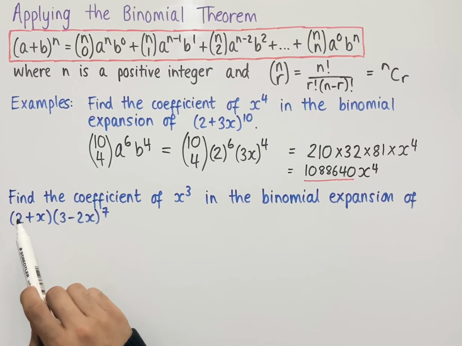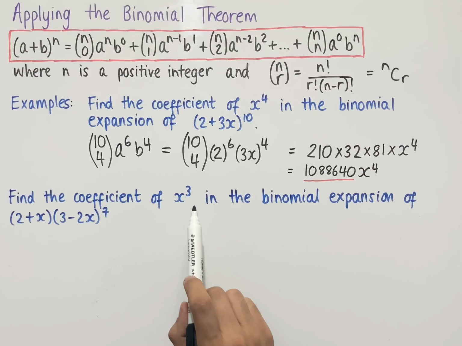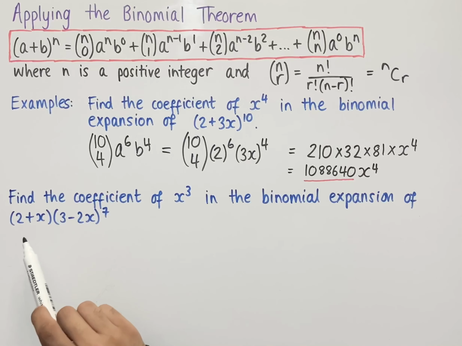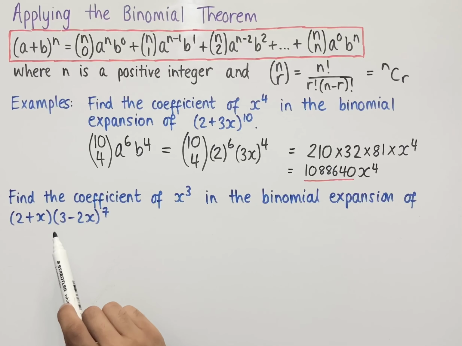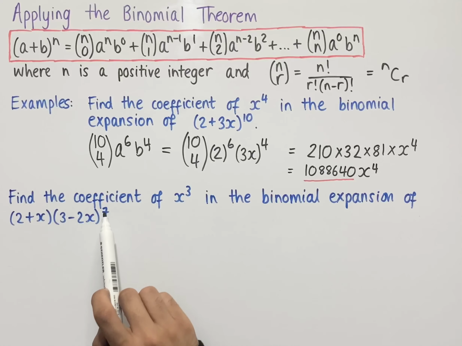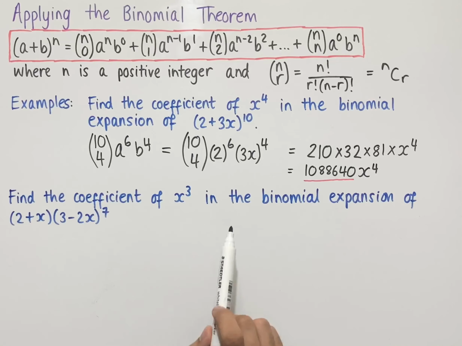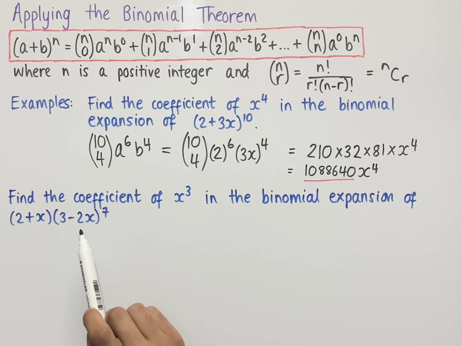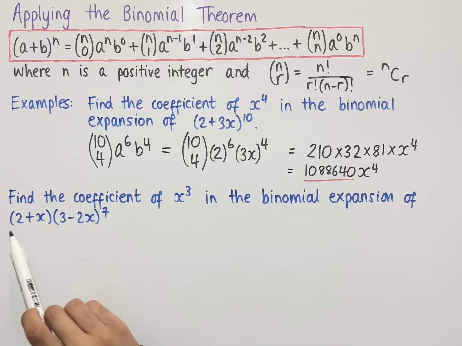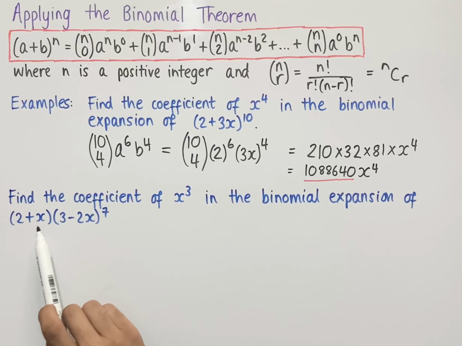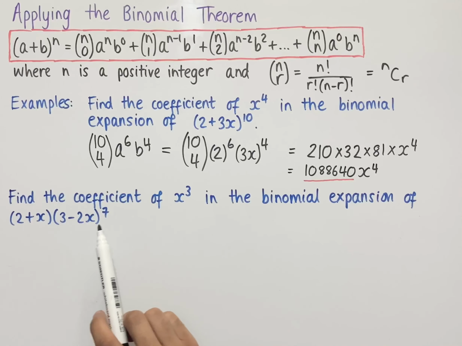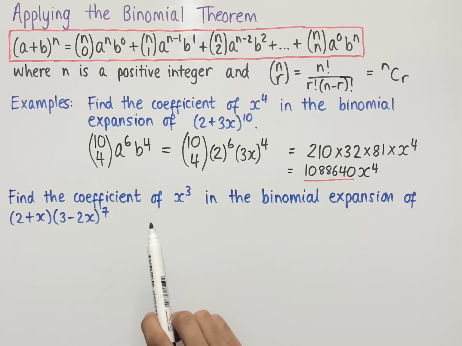The next question says, find the coefficient of x to the power of 3 in the binomial expansion of (2 + x) multiplied with (3 - 2x) all to the power of 7. First, we're going to look at the bracket that has a power of 7, and we're going to expand it out and write out a few terms. Once we have done that, we will multiply the terms with this second bracket here, 2 plus x, and whichever terms have x to the power of 3 within them, we will collect them together to find the coefficient.